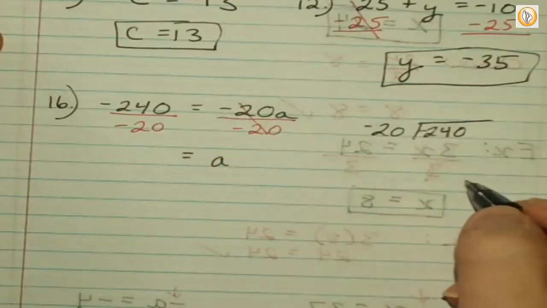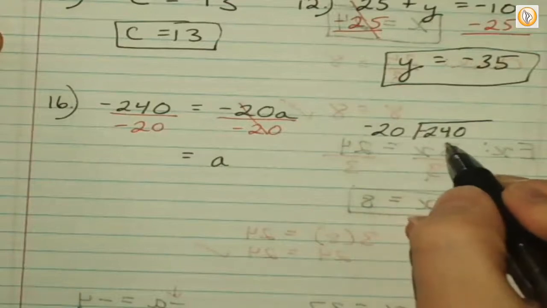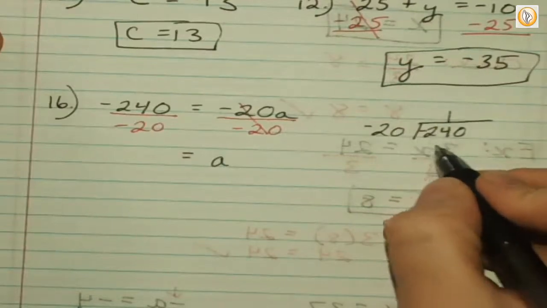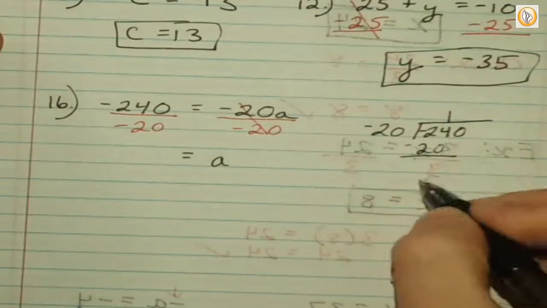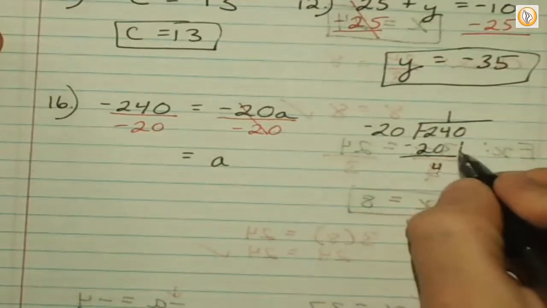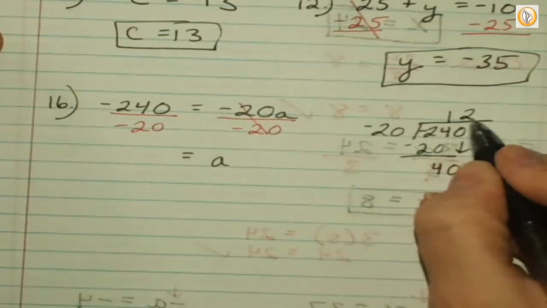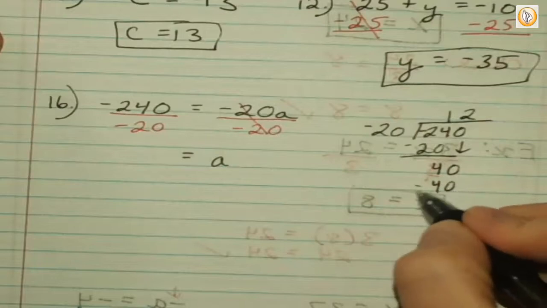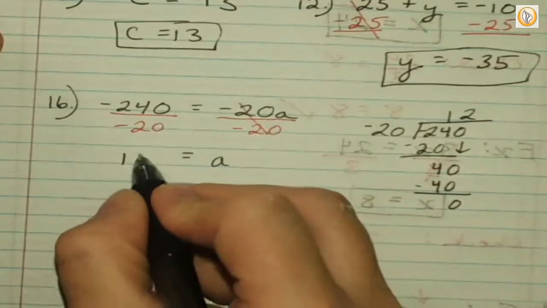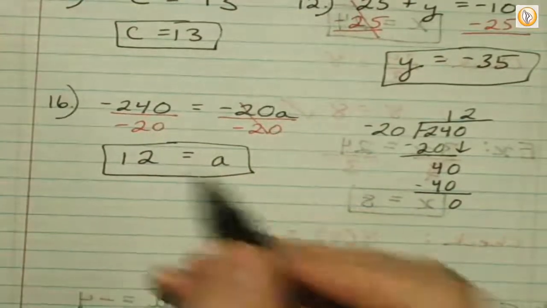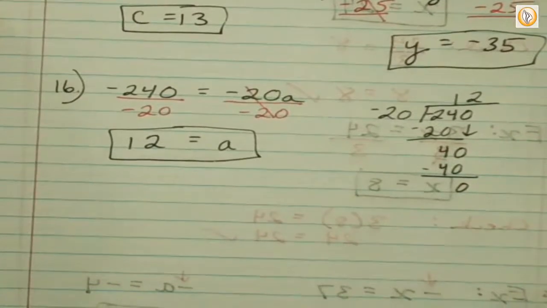How many times does 20 go into 24? One time. Put the 1 over the 4. 1 times 20 is 20. Subtract. You get 4. Bring down your 0. How many times does 20 go into 40? 2. So then what's your answer? 12. That's right. And it's a positive 12 because a negative divided by a negative is a positive. Any questions about that one?